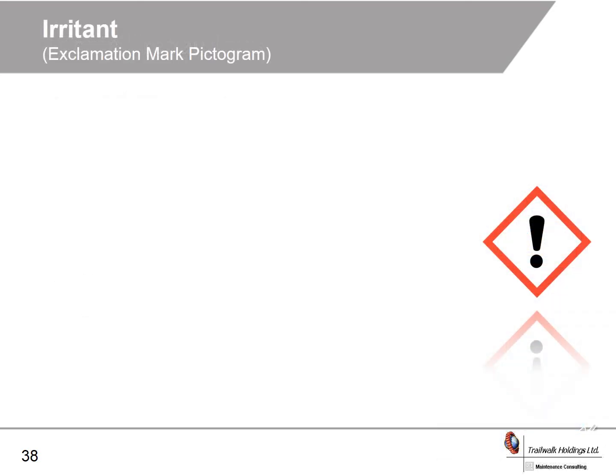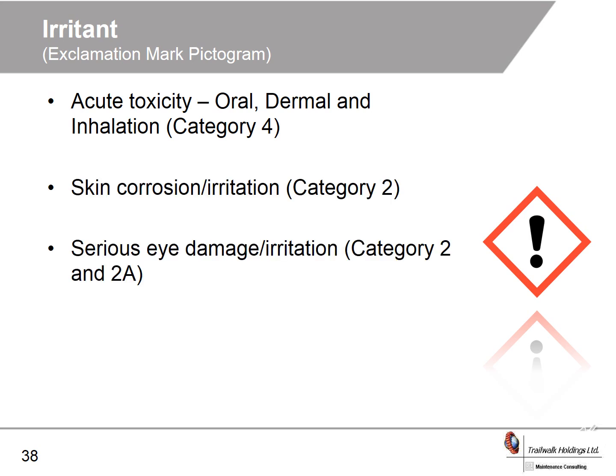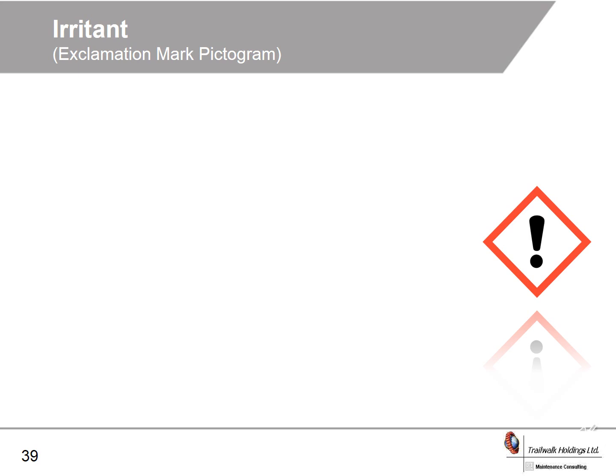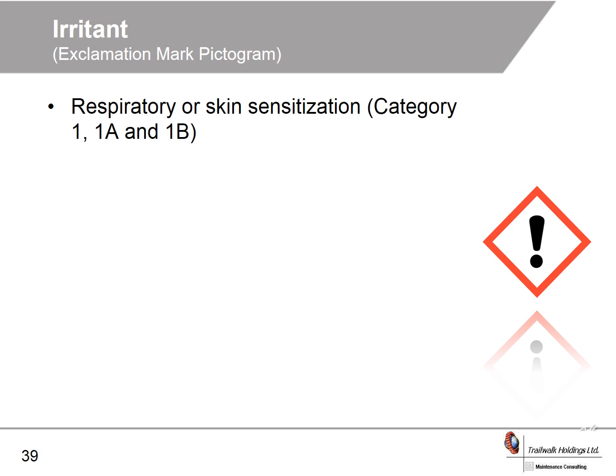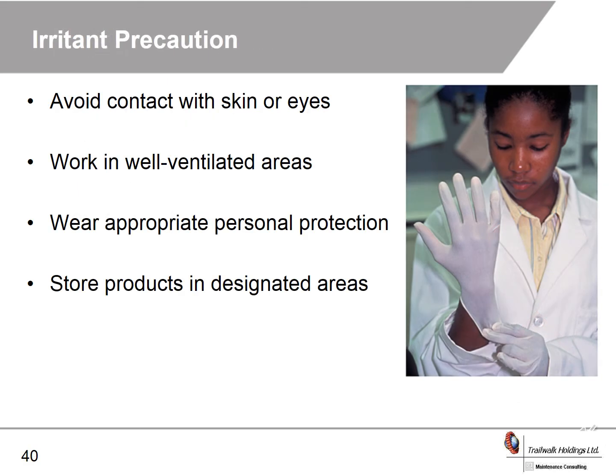The irritant pictogram identifies acute toxicity, oral, dermal, and inhalation, category 4. Skin corrosion and irritation, category 2. Serious eye damage and irritation, category 2 and 2A. Respiratory and skin sensitivity, category 1, 1A, and 1B. Specific target organ toxicity, repeated exposure, category 3. Irritant precautions include avoid contact with skin or eyes, work in well-ventilated areas, wear appropriate personal protection, store products in designated areas.